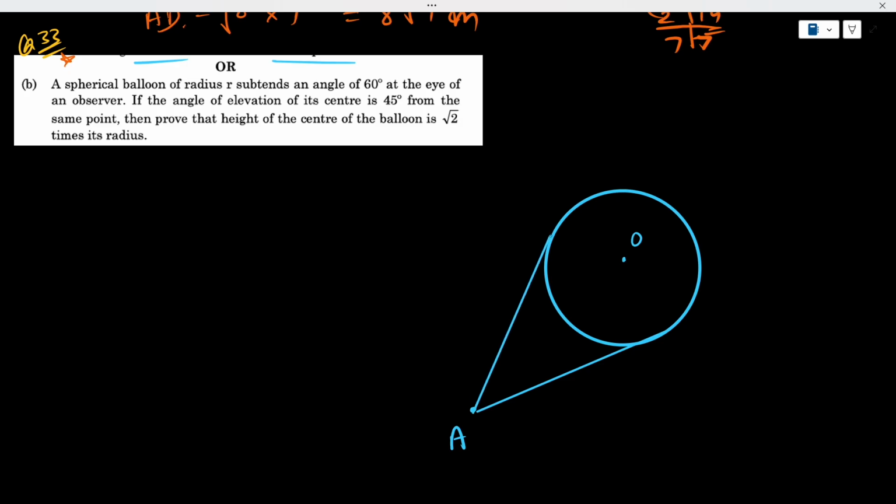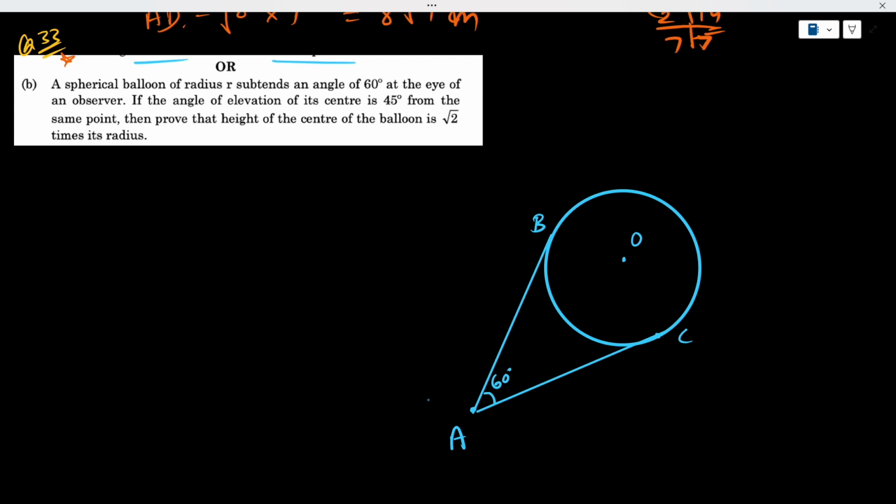So you can see that you can write here AB is going to be one tangent and similarly AC is going to be another tangent, right? Now this angle is nothing but 60°, right? Now what is written here?